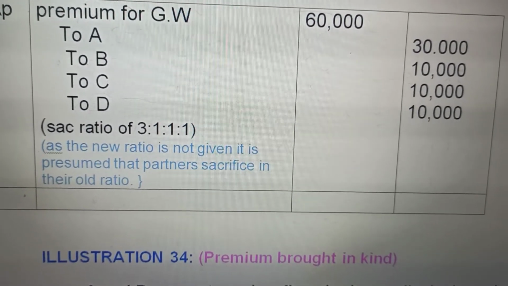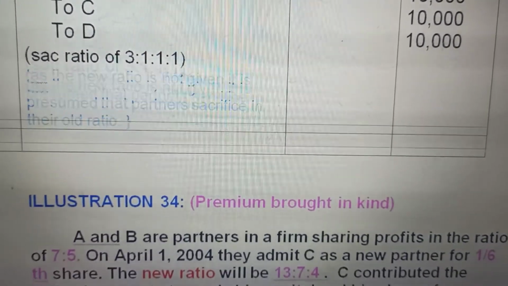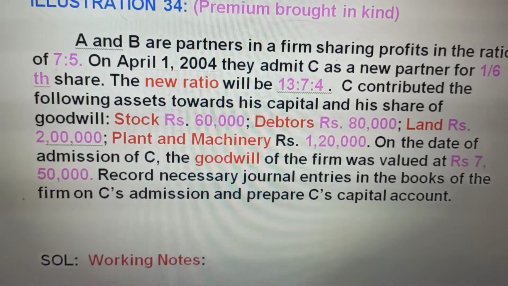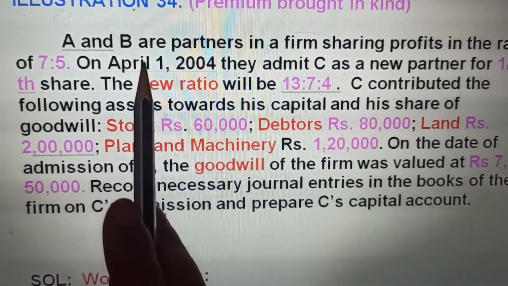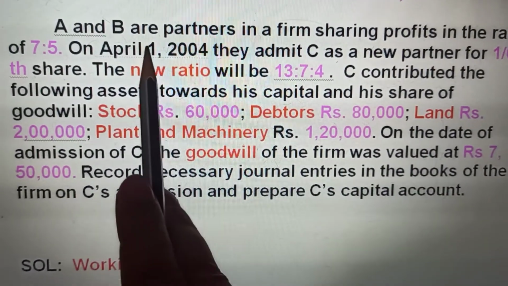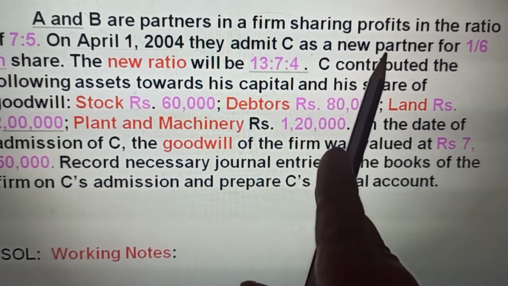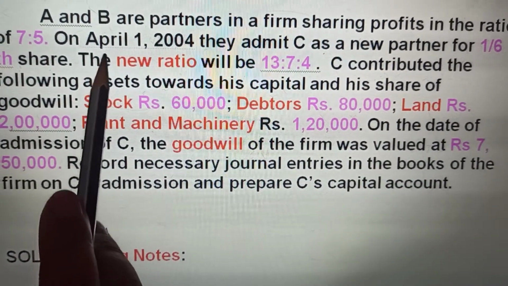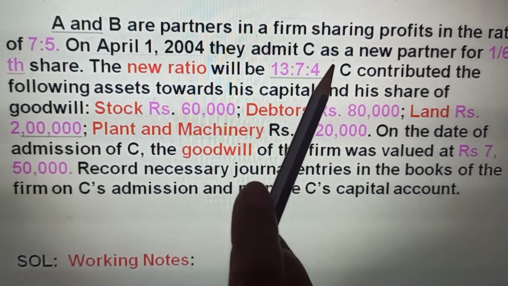Are we clear with this question? Okay. Next is the question where premium is brought in kind. A and B are partners in a firm sharing profits in the ratio of 7:5. On 1st April 2004, they admit C as a new partner for 1/6 share. The new ratio will be 13:7:4. The new ratio is given to us already.